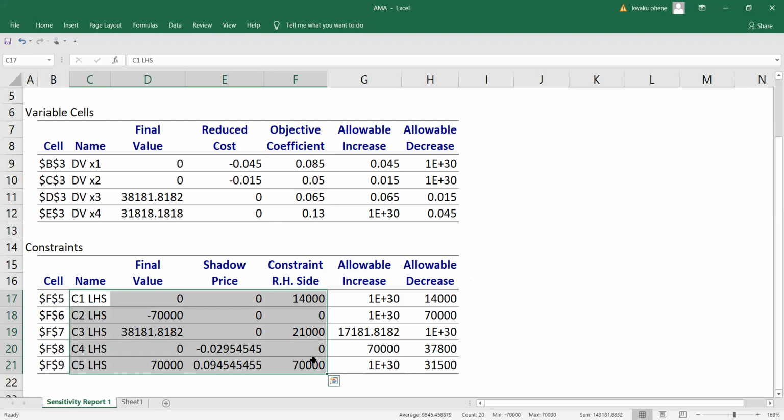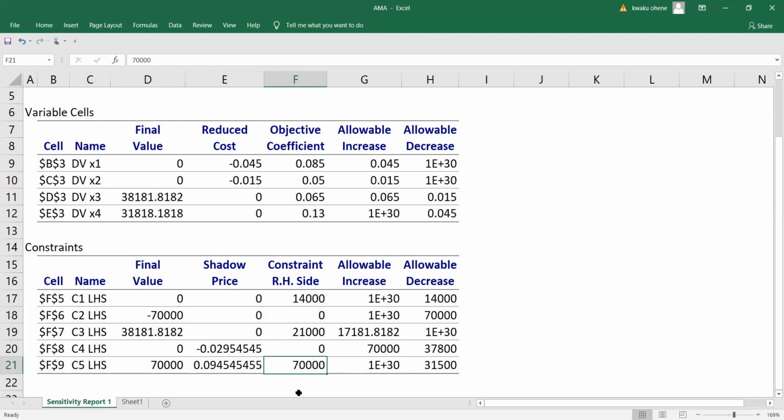Who can guess? Which of these diversification mixes will give us the highest Z value, the highest return? And once again, if you have watched the previous video, you will see that the only way to answer that is to use the shadow price. The shadow price will tell you by how much the Z value, the objective function value, will increase if you increase the right-hand side by 1 unit.